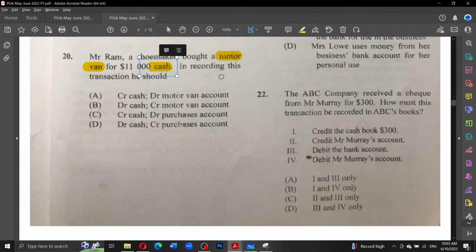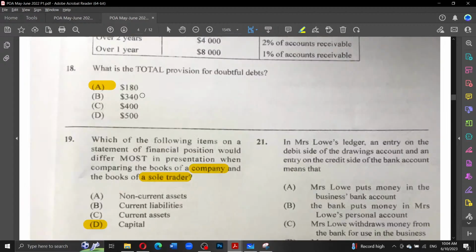So basically, we're asking what happens when an asset increases and what happens when an asset decreases. In this case, the motor van is increasing. When assets increase, we debit it. So debit motor van, and credit cash because cash is decreasing. Moving on to 21.